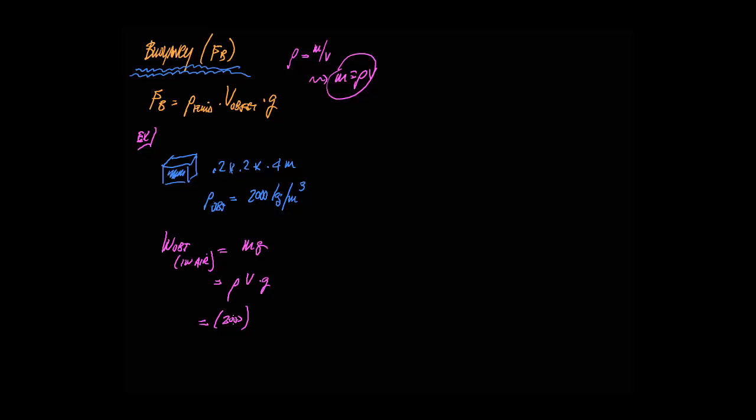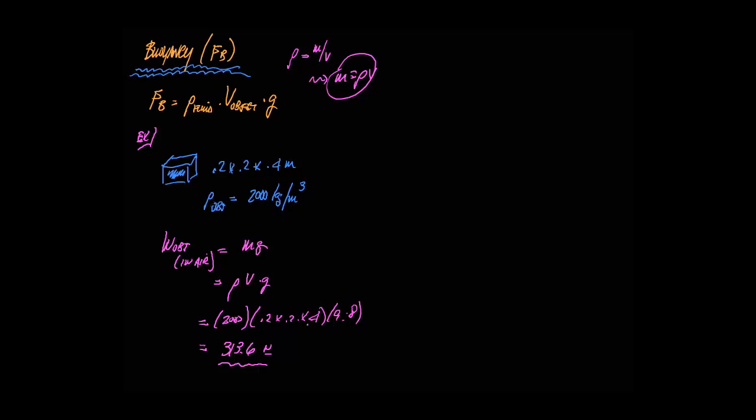So what do we have here? 2,000 times the volume, which is 0.2 times 0.2 times 0.4, times 9.8. Boy, the handwriting is really falling down here. All right, 2,000 times 0.2 times 0.2 times 0.4 times 9.8. I get 313.6, and that would be newtons. That's what the object weighs in air.